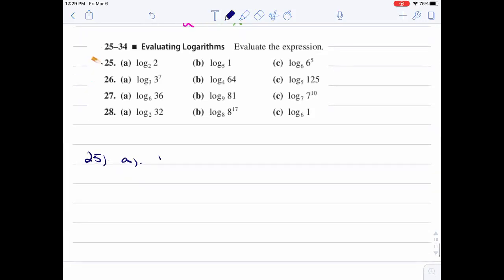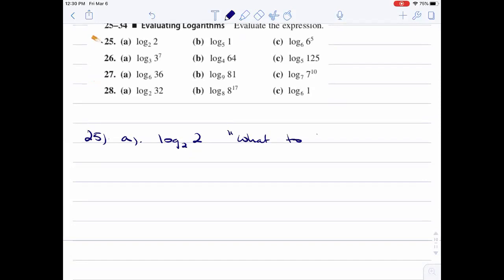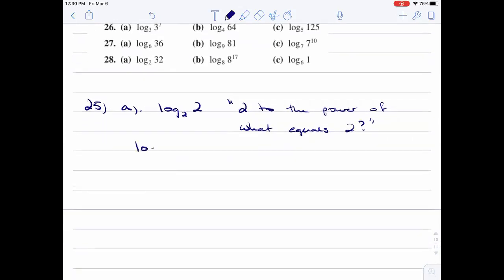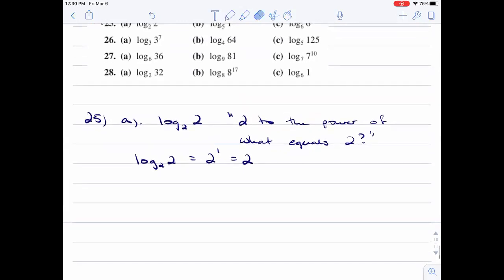So if we start talking about 25a, we've got log base 2 of 2. We want to ask ourselves, 2 to the power of what equals 2? What we can say is log base 2 of 2 is... actually, that's not true. It is 1, since 2 to the power of 1 is 2. That's what I wanted to say.